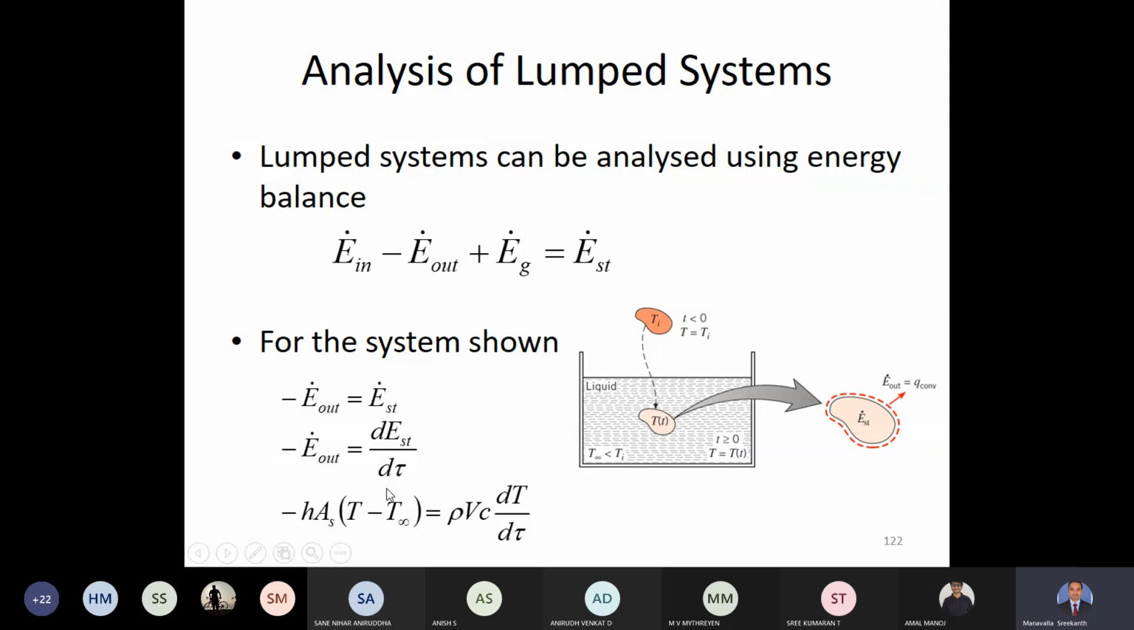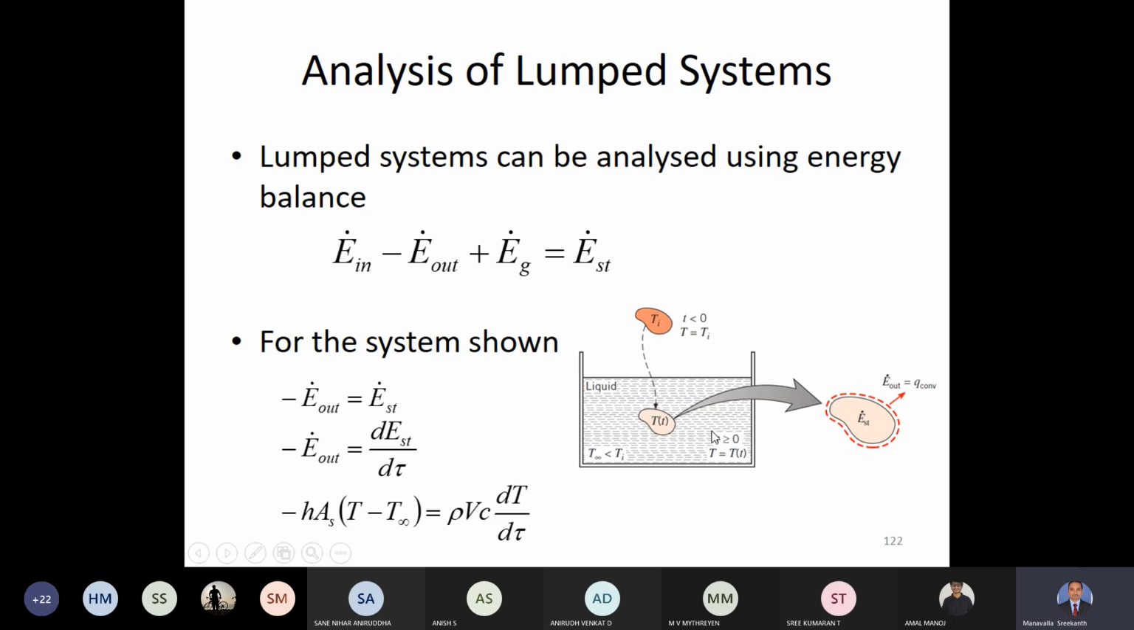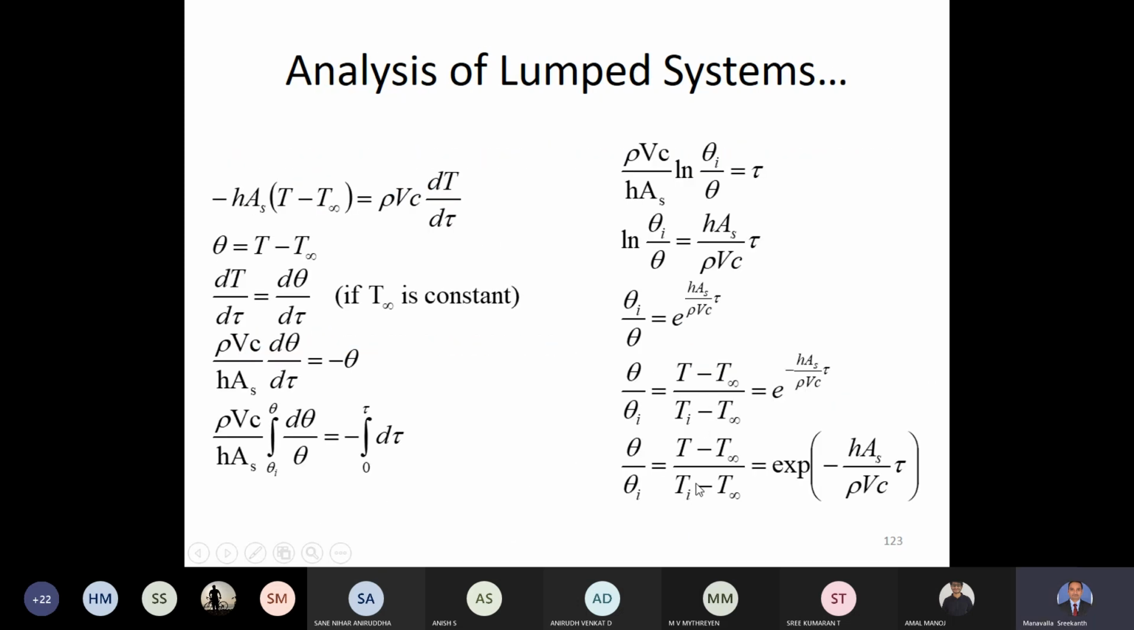this energy leaving in the form of convection. We have used this and derived an equation to determine the temperature at any given time. So you look at this equation. This is the temperature at an unknown time. T infinity is the temperature of the medium. Ti is the initial temperature. So T infinity and Ti will be known to us. We should be able to find out the temperature at any time.